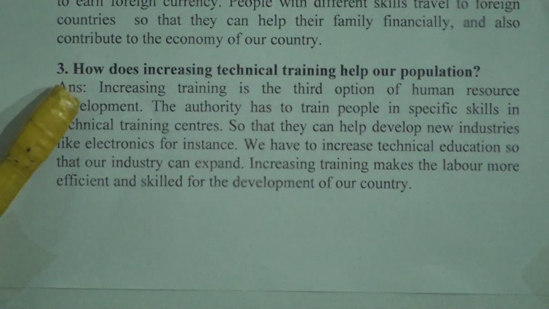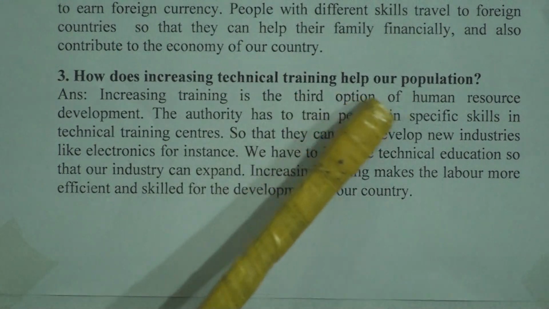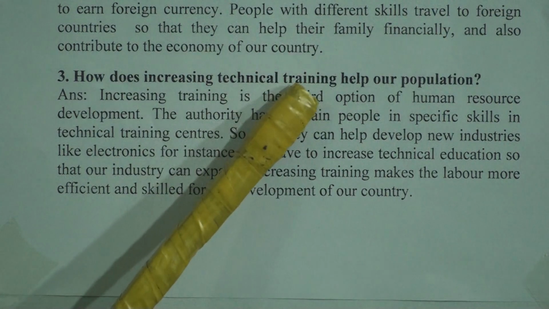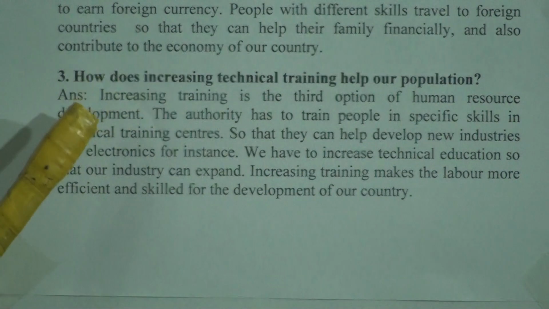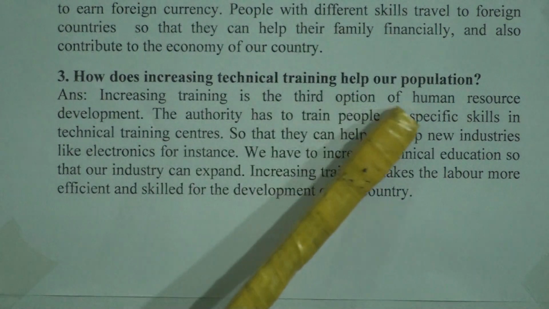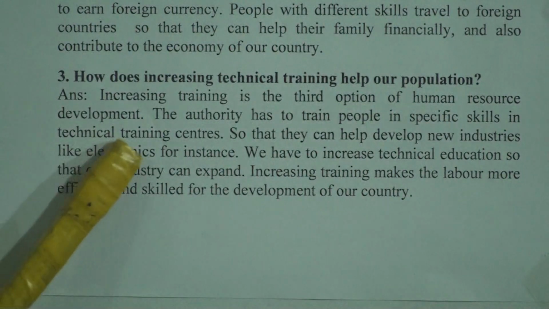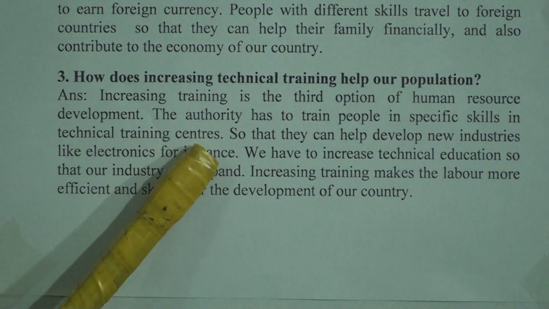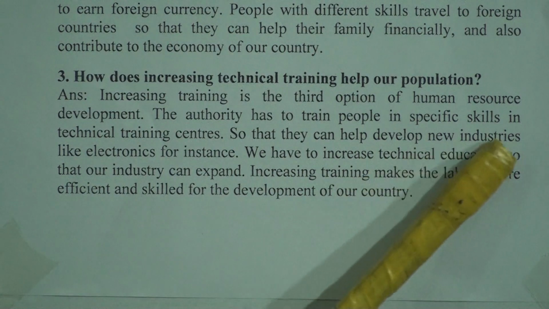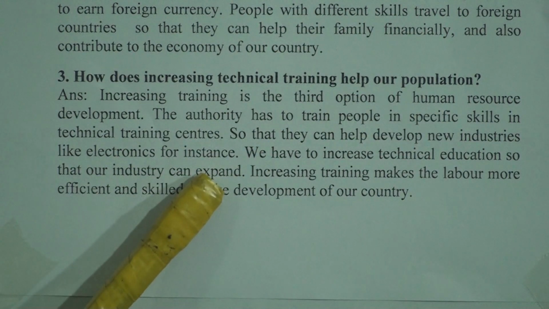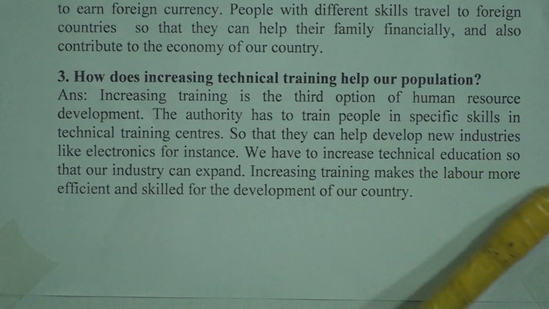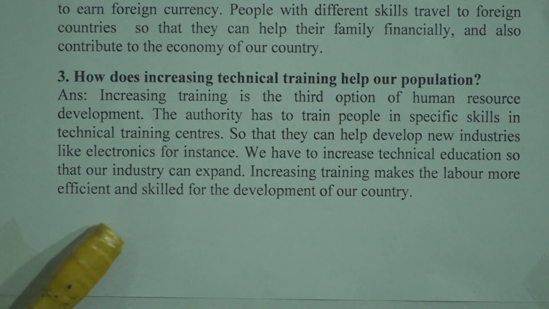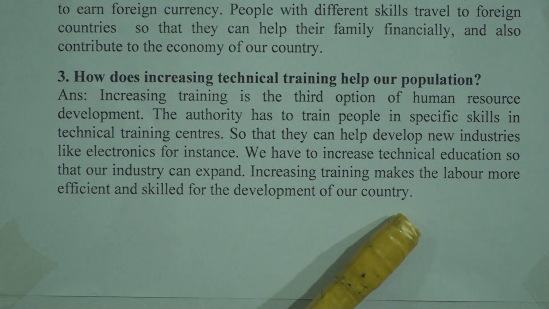Number 3. How does increasing technical training help our population? The answer is increasing training is the third option of human resource development. The authority has to train people in the specific skills in technical training centers so that they can help develop new industries like electronics, for instance. We have to increase technical education so that our industry can expand. Increasing training makes the labor more efficient and skilled for the development of our country.